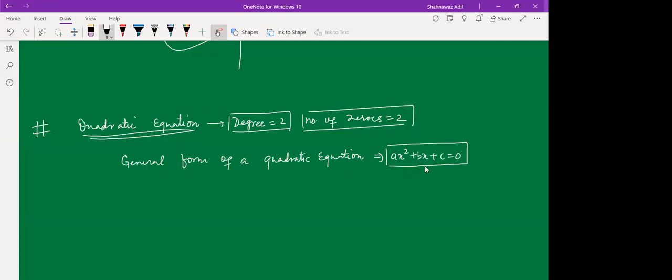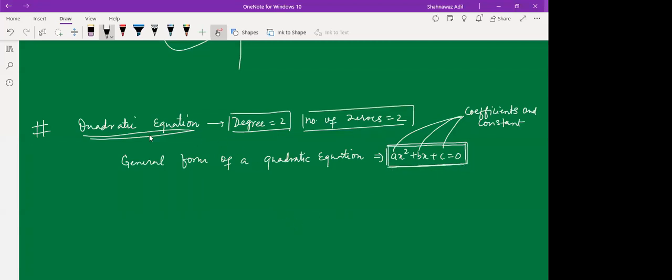In this equation, we have these a, b, c, which are real numbers, and they are called the coefficients and constants. So c is the constant term, and a and b are the coefficients. a is the coefficient of x square, b is the coefficient of x, and c is the constant. So this is the general representation of a quadratic equation.